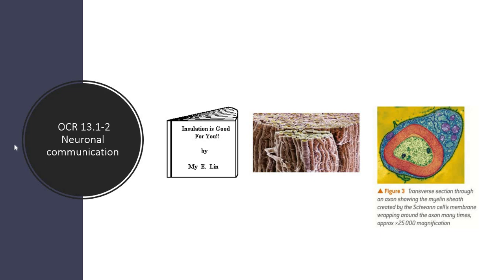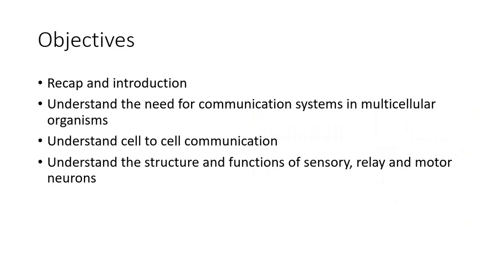Okay, so we're doing section 13.1 and point 2. We're going to be looking at neurons in a bit more detail in this lesson. The objectives are to recap from GCSE and introduce this topic, and understand why we need these communication systems in multicellular organisms, how we do that communication from cell to cell, and therefore the structure and function of the different neurons, particularly sensory, relay and motor neurons, going into detail into the subcellular structures as well.